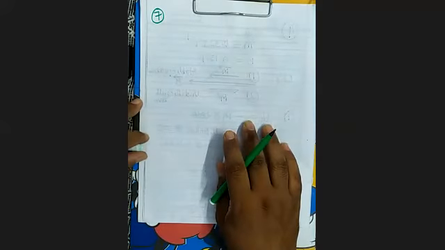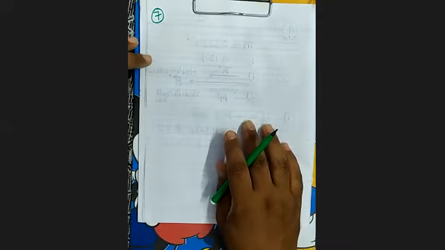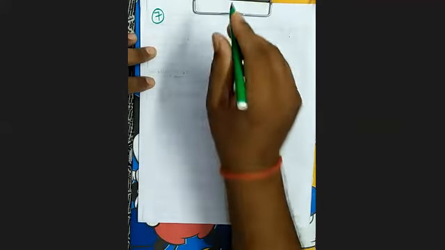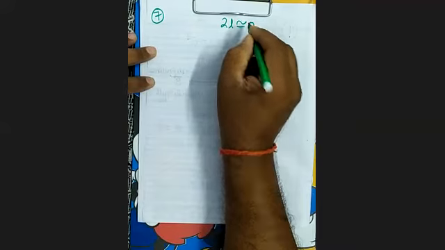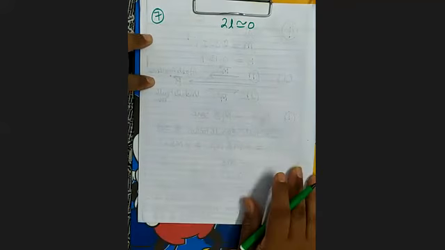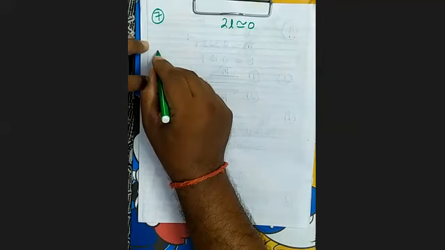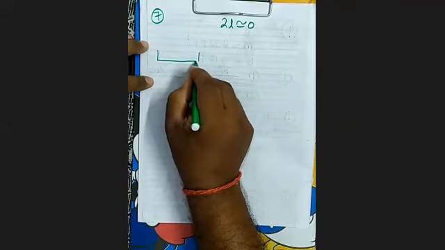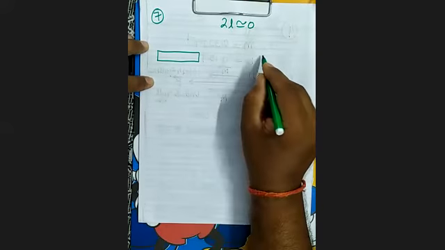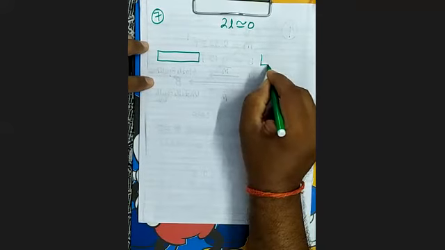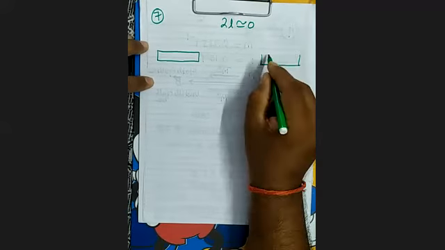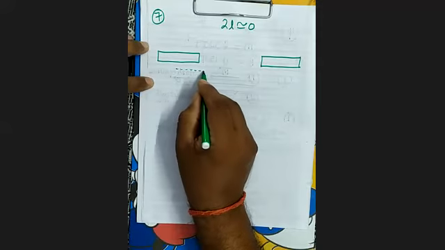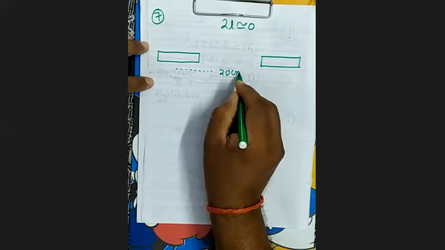Two small magnets are placed along a straight line at a distance of 20 centimeters from each other. Here it is given small magnets, means 2L will be negligible. Distance 20 centimeter means the distance from center to center. It is 20 centimeter. This is one magnet and this is the other magnet, because they are placed along the same straight line.